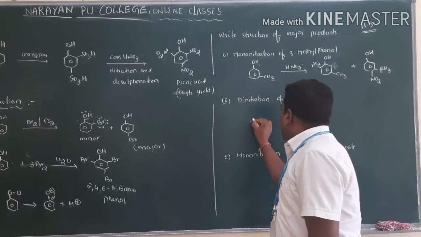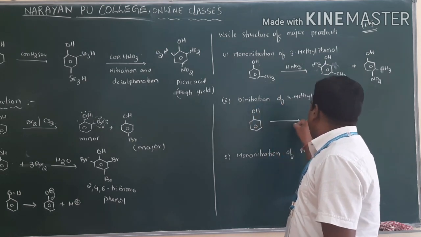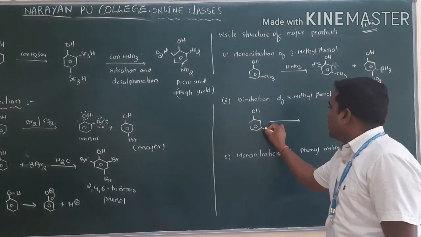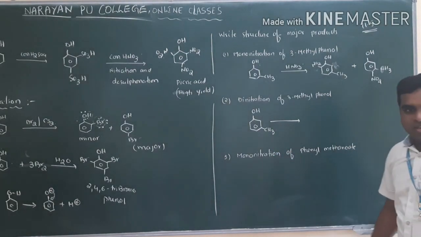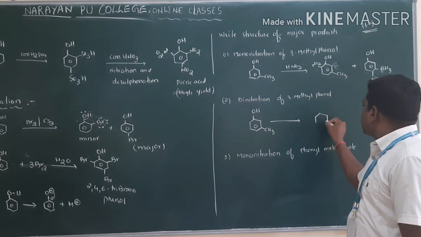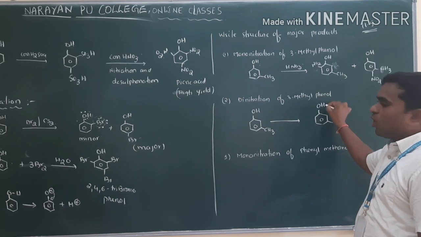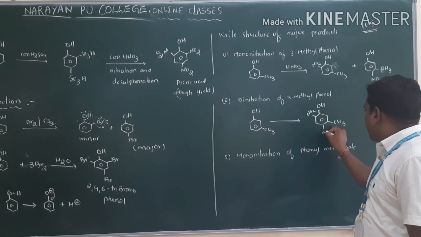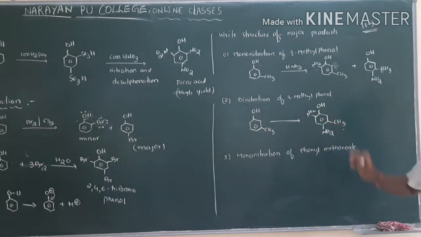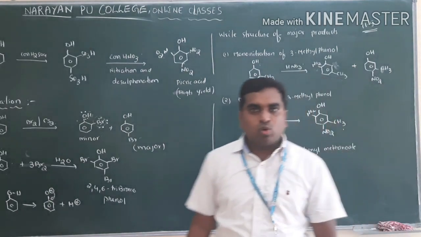Dinitration you have to do, which means two NO2 groups should be added. How many groups should be added here? Two NO2 groups. So which one is the major product? Here, with two nitro groups, with respect to which group should they be added at the ortho position? The OH, not the CH3. So here you will get an NO2 at the ortho position and another NO2 at the para position: dinitro. Clear? Here there is also an ortho position, but due to the repulsions we should not add there. So we have to add the NO2 group on this side.